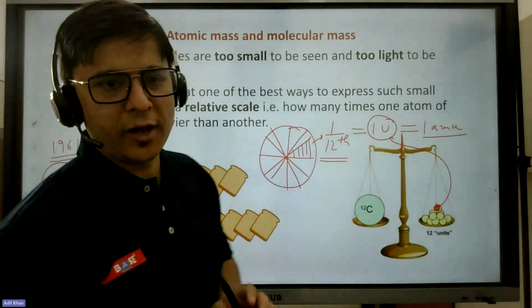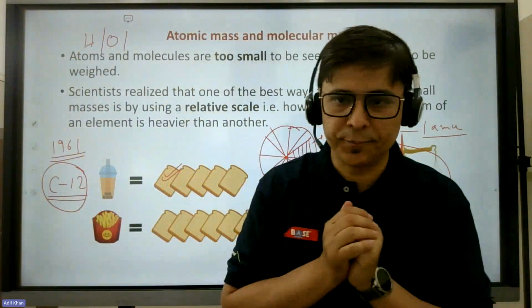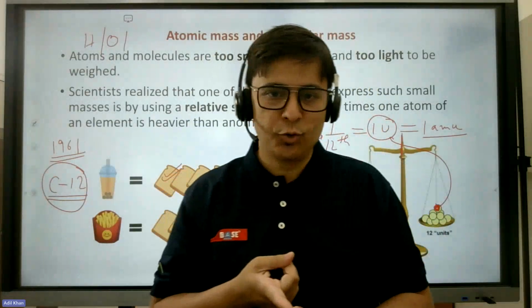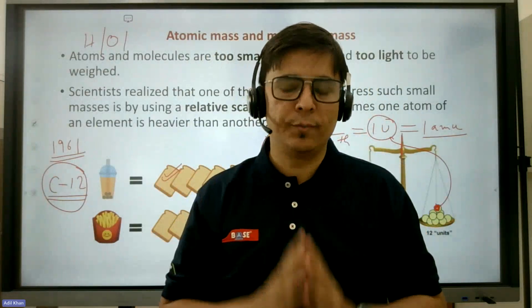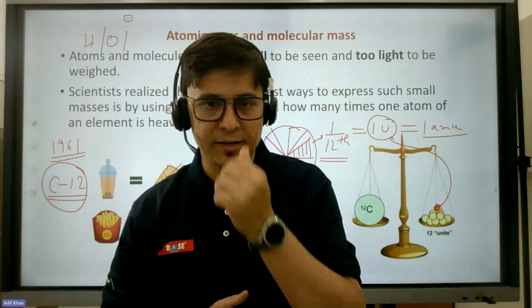So in this slide, what are you going to remember? I'm giving you a nutshell. I have given you a lot of information here. First, atoms and molecules are too small. You cannot find out the absolute mass. So you are going to find out a relative mass by taking a standard. The standard is carbon 12.